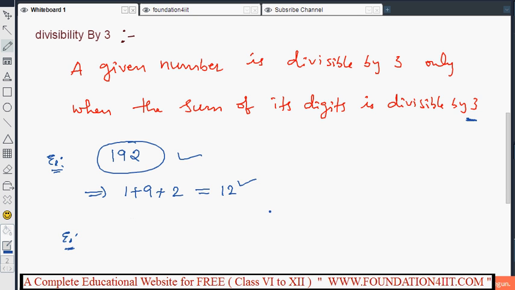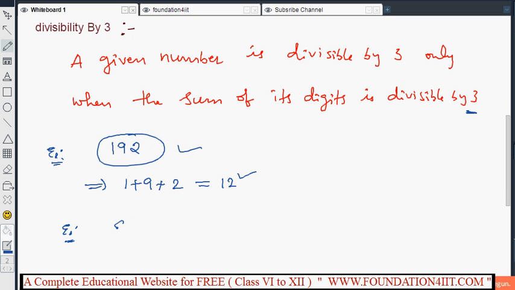One more, 891. Now 8 plus 9 plus 1 is 18. Again you can add these digits, 1 plus 8 is 9. So finally, we can come down to a single digit to test whether it is divisible by 3 or not. The main thing is we need to add the digits. If the result is divisible by 3, then that number is divisible by 3.